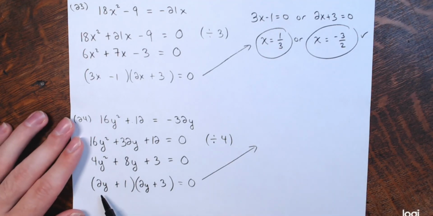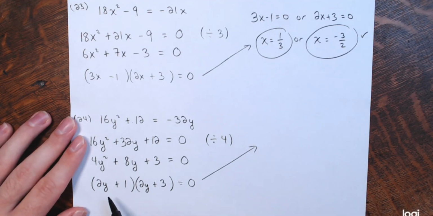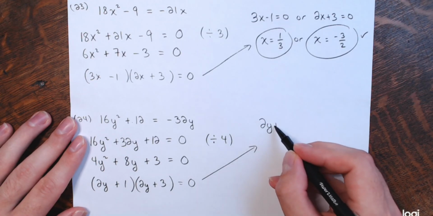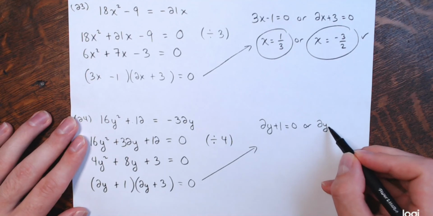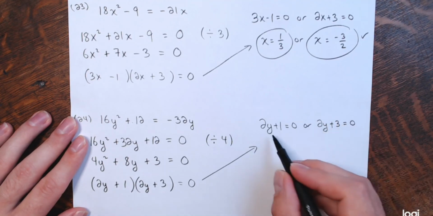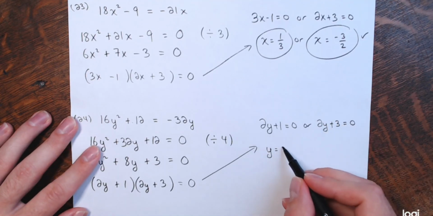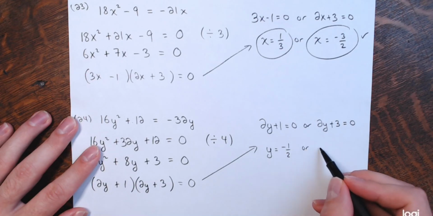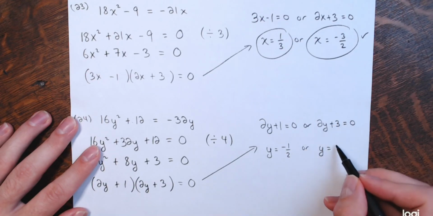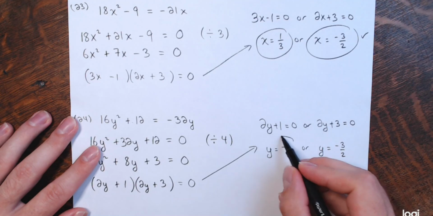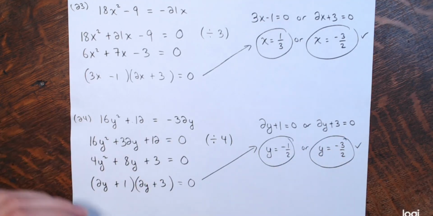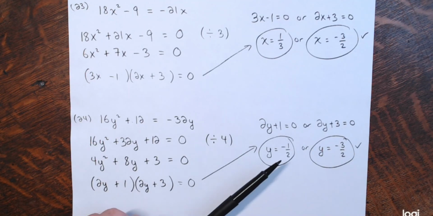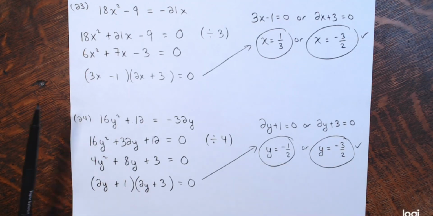Applying the zero product property, either 2y plus 1 equals 0, or the other factor, 2y plus 3 equals 0. And solving both of these, y equals negative 1/2, or y equals negative 3/2. And check these numbers. They should both work in the original equation. So your solution set contains negative 1/2 and negative 3/2.